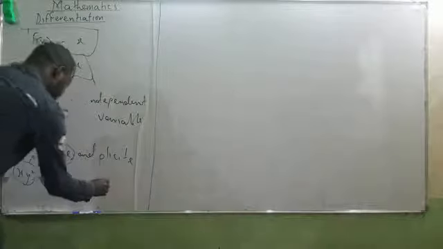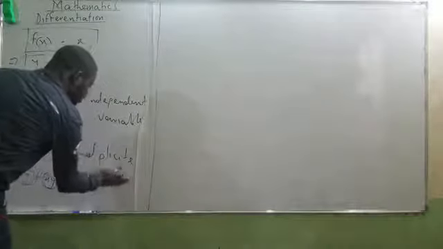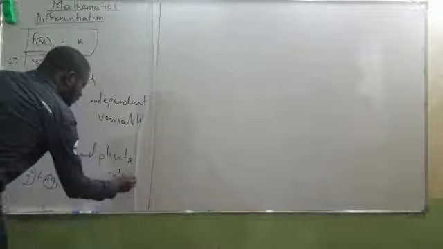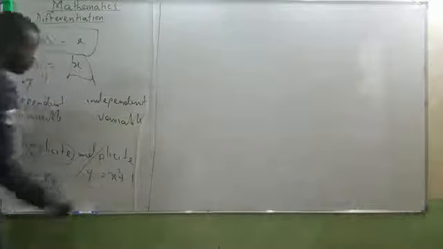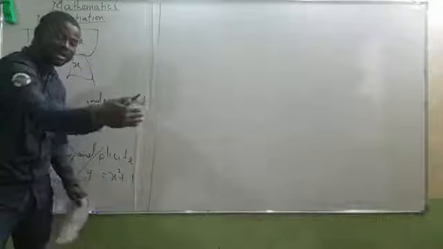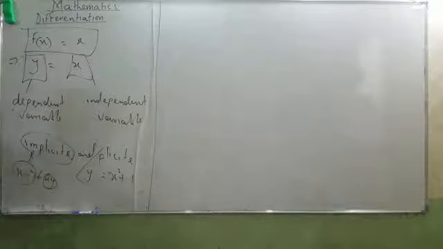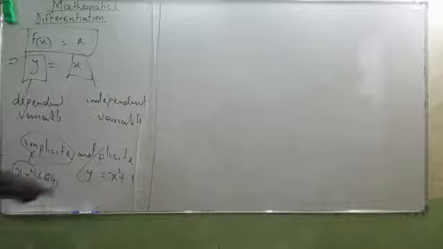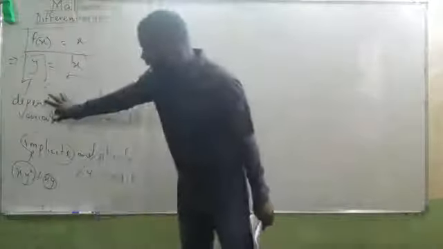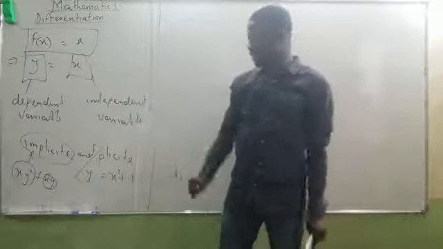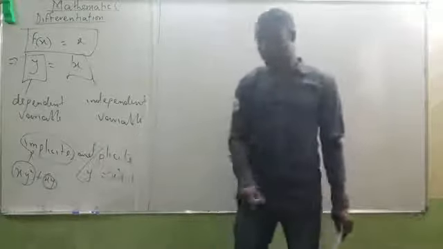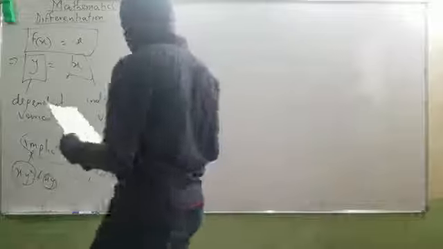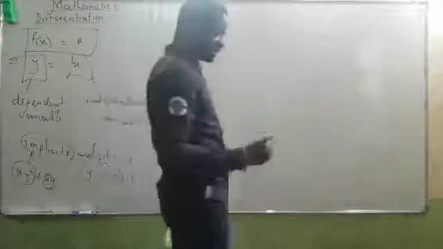Why explicit? We'll be having x squared plus 1 equals y. This is called explicit. And you see that x and y, they are standing on their own. Please take note of that very well. And please explain what is called dependent variable and independent variable, and also what is called implicit function and explicit function.